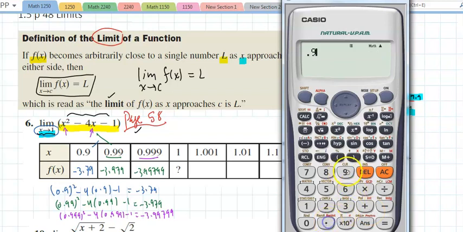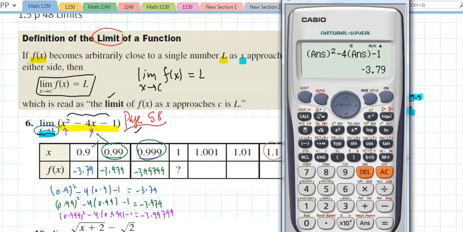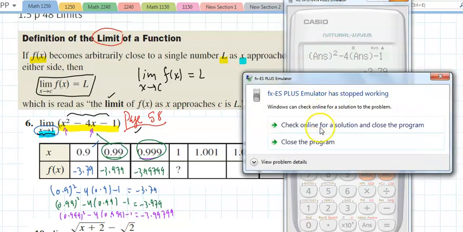Okay. 0.9, enter. Okay, that's fine. So, notice I picked a 0.9, then I picked a 0.99, and then I picked a 0.999. Now, I'm going to pick problems from the other side if you notice, from the outside to the inside, 1.1. Well, no need to reinvent the wheel. Everything's already in my calculator.